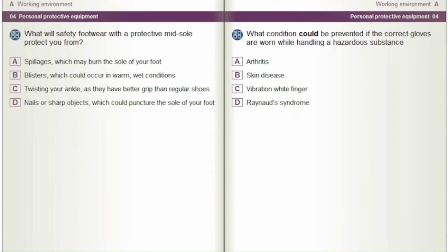Which condition could be prevented if the correct gloves are worn while handling a hazardous substance? Arthritis. Skin disease. Vibration white finger. Raynaud's syndrome.